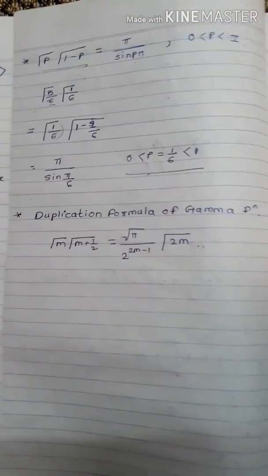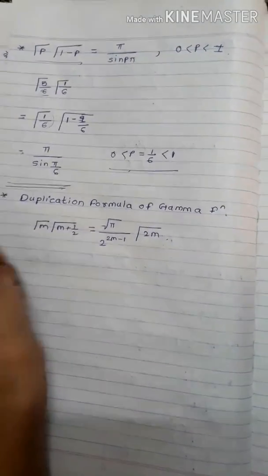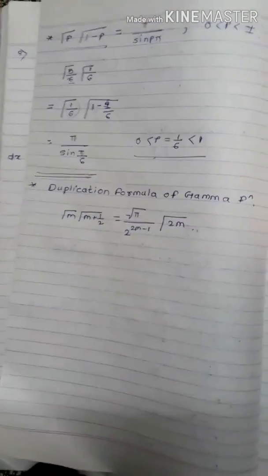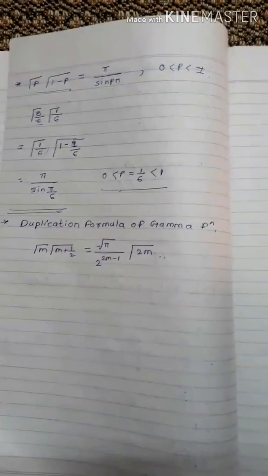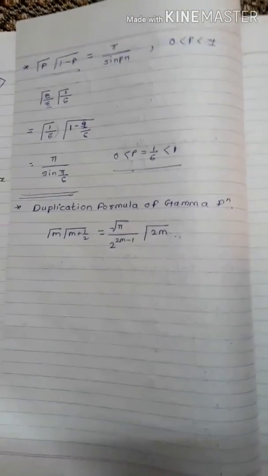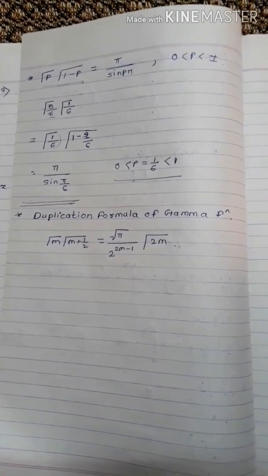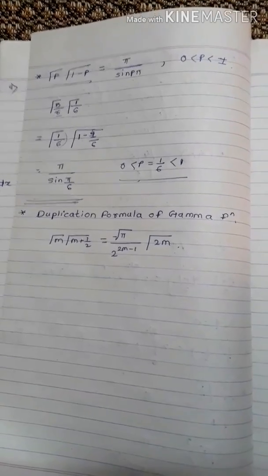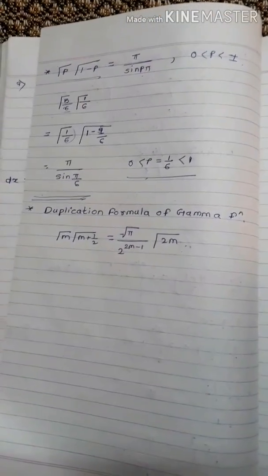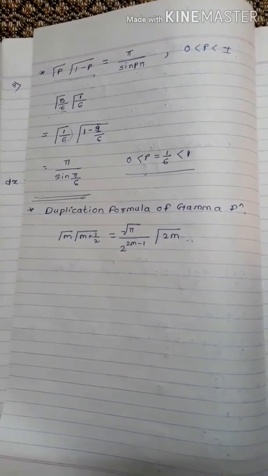Okay, the last property is not that important. Up to this, every property is important, because we are going to solve examples on each property. So before solving examples, you need to go through this video. You need to know all the properties, and then we will start solving examples.